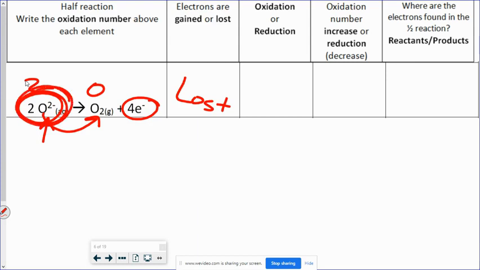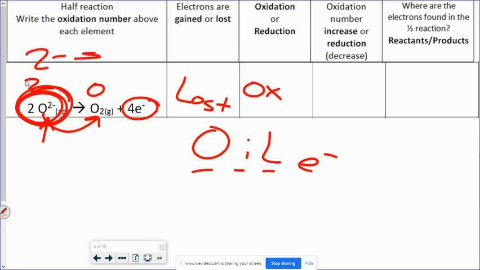So O2 negative was oxidized because, again, OIL: oxidation is loss of electrons. The oxidation number goes from a 2 negative over to a 0. That's an increase in oxidation number, and our electrons are found over on the product side. So again, I'm going to show you the answers to all of them, but I'm hoping that you're going to do all the problems and then compare, or do a problem and then compare, not just copy down all the answers, because that will not help you in the future.